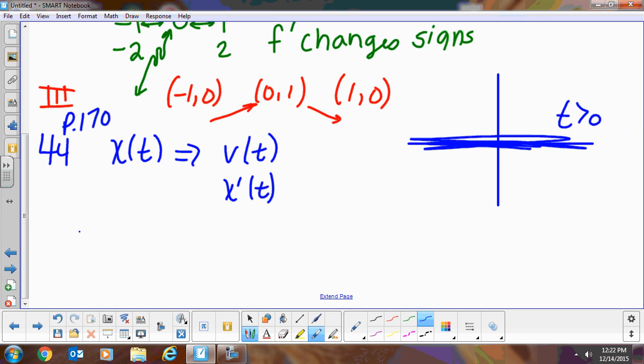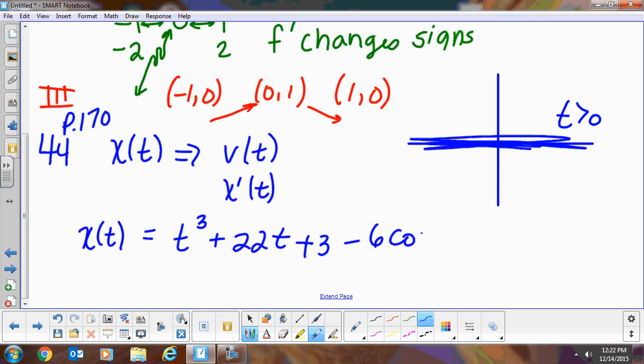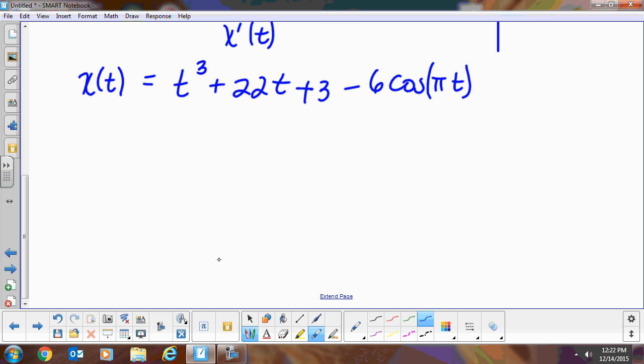Oh, maybe this was a calculator problem, and I didn't see the cosine. It equals t cubed plus 22t plus 3 minus 6 cosine pi t. I think this is a calculator problem. Sorry. But the concept's still there. For what value of t, if any, is the velocity negative? What do you have to do?